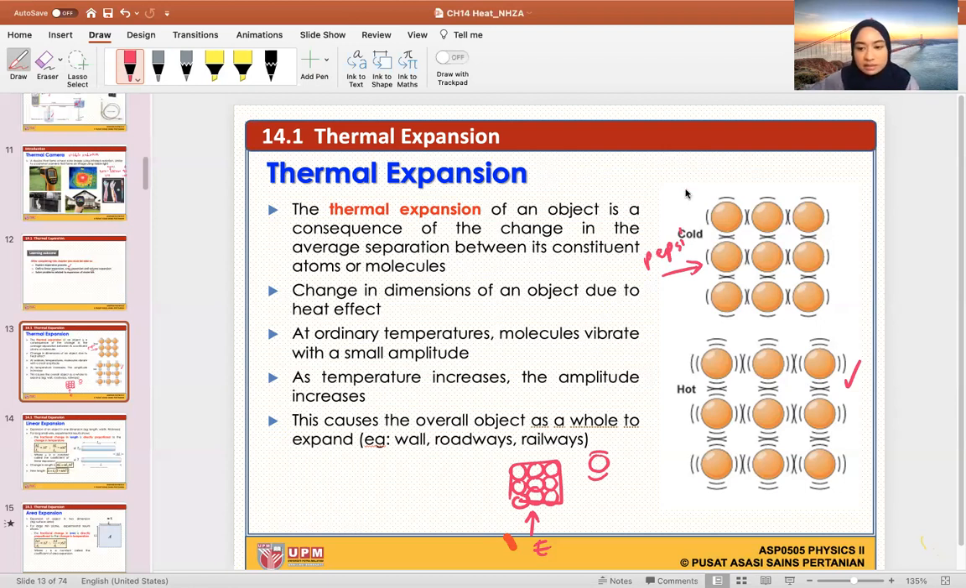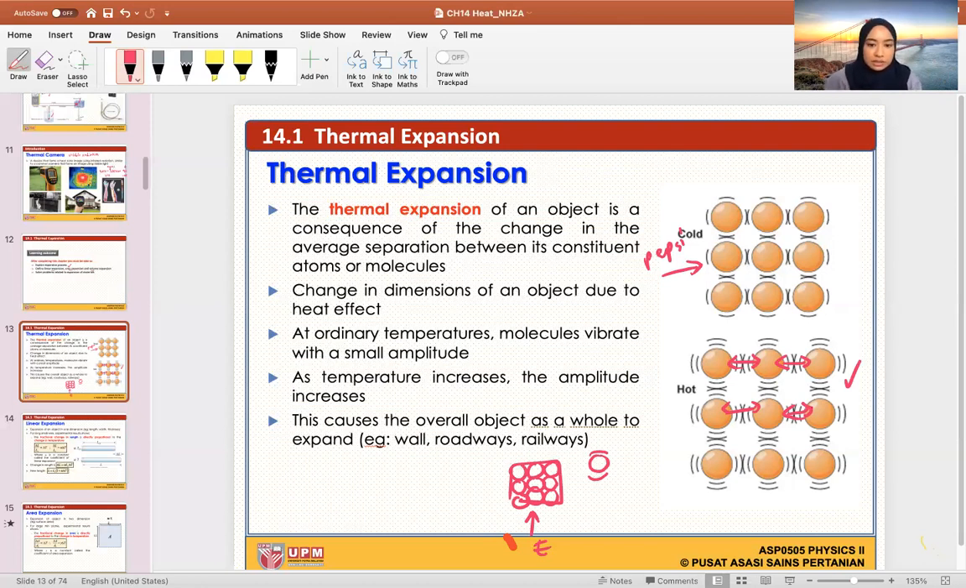When they vibrate vigorously, they need to have more space in between them. Sebab apa? Diorang berlanggar-langgar lah. So now I need more space, right? I need more space between these atoms because they are not behaving. What happens? The iron expands. That is thermal expansion. They take up the energy, they use it, bermenari-nari dalam tu, becomes bigger. Okay, that is what you need to understand.